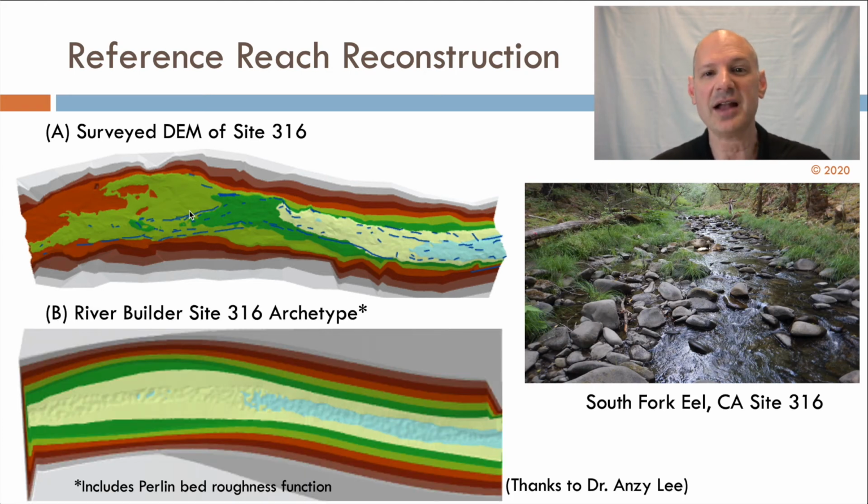And so when we extracted those series and then recreated them in River Builder, we get something like this. We get an archetype that captures the essential changes within the channel and also includes that gravel cobble roughness of the bed. There's a lot of reasons why you could use an archetype like this to help with your design hypothesis testing or just scientific research of what general channel types will behave like.